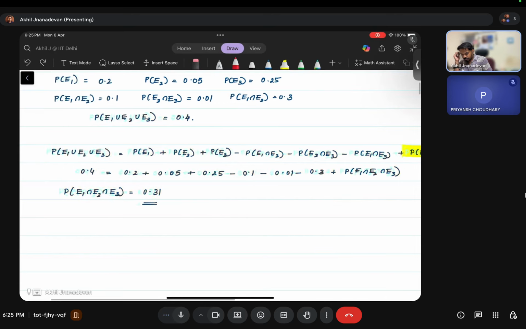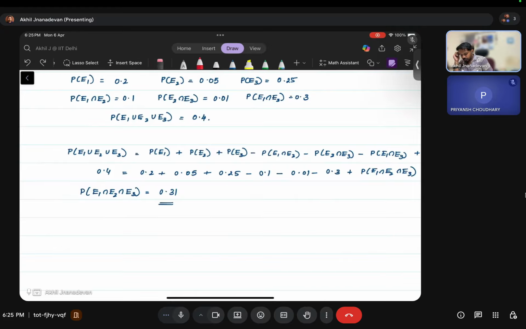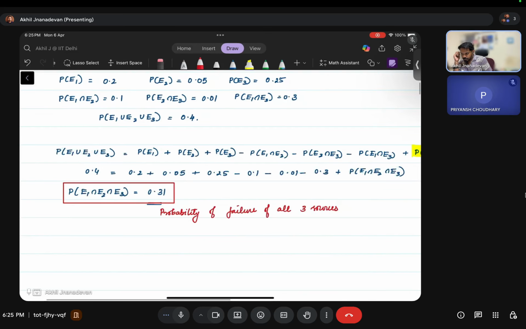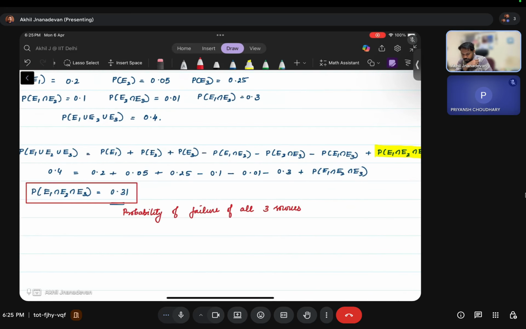So the probability of failure of all three sources simultaneously is equal to 0.31. This is a straightforward question.